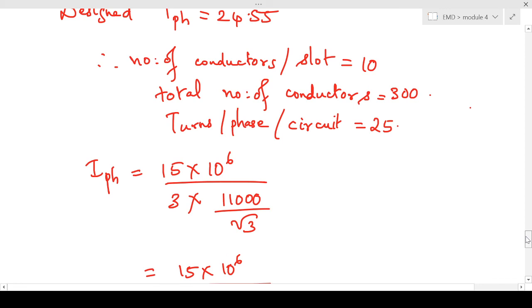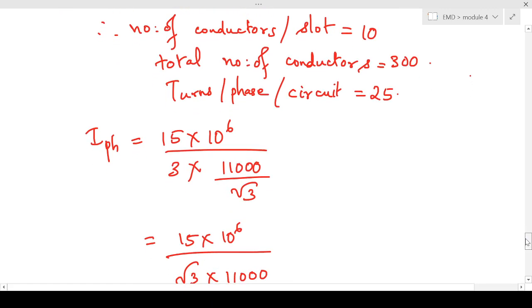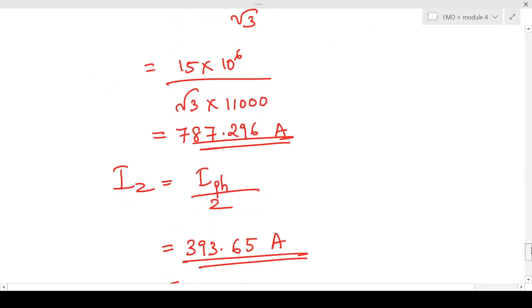In the question it is also asked to find the size of the conductor. In order to find the size of the conductor, we have to find the current flowing through each conductor. For that, first we'll calculate the phase value of current. Phase value of current is equal to Q divided by 3 into E phase. Q was 15 MVA, so 15 into 10 raised to 6 divided by 3 into E phase, which is 11,000 divided by root 3. We'll get that value as 787.296 ampere.